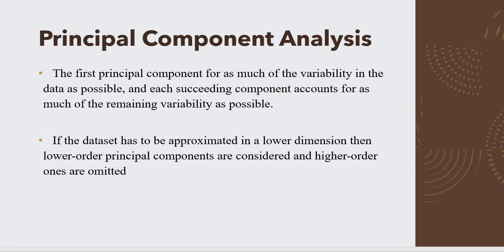So the first principal component accounts for as much of the variability in the data as possible, and each succeeding component accounts for as much of the remaining variability as possible. If the data set has to be approximated in a lower dimension, then lower order principal components are considered and higher ones are omitted.